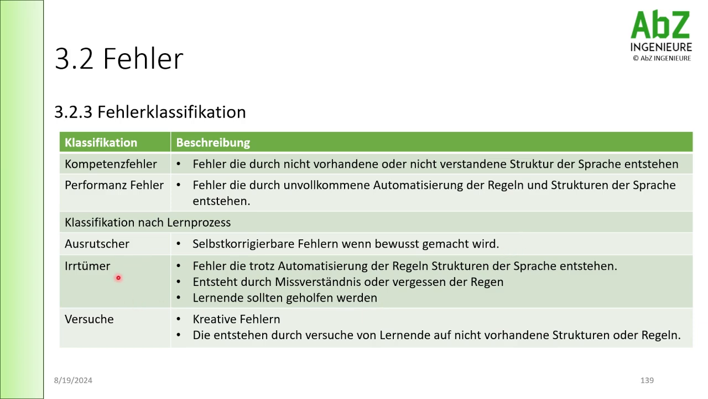Then you have Irrtümer. Irrtümer are errors which occur despite you having automated the rules and regulations of the language in your brain. Mostly they happen because of misunderstanding or forgetting the rules. Here you must help the students to better anchor the rules and regulations in the brain and give them more Wiederholungsexercises.